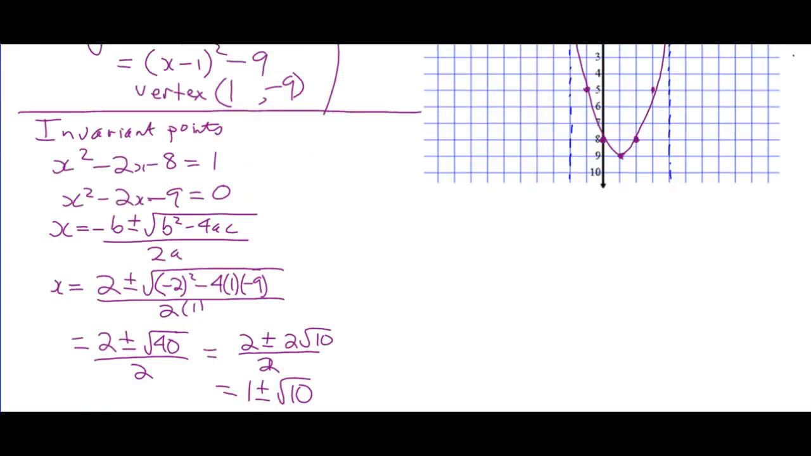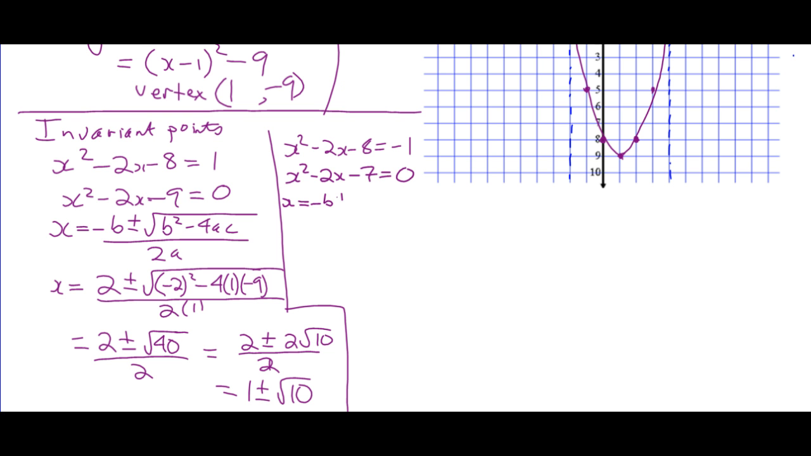And we have two invariant points where x squared minus 2x minus 8 is equal to -1. So we're just going to run through the exact same thing, only this time we're going to have a 7 instead of a 9: x squared minus 2x minus 7 equals 0. Still using the quadratic formula because we can't solve this. So 2 plus or minus the square root of negative 2 quantity squared minus 4 times 1 times negative 7, over 2 times 1.